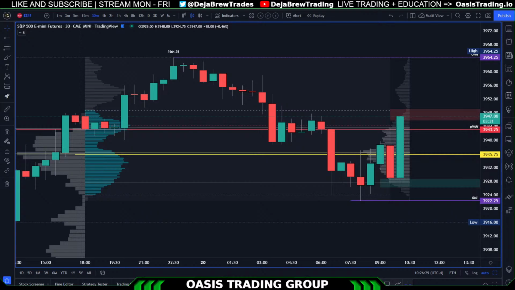Okay, Delta has repaired itself, so there is no bear div anymore. We are hitting that sell zone. Be careful. You can see we're getting a little bit of pressure there.